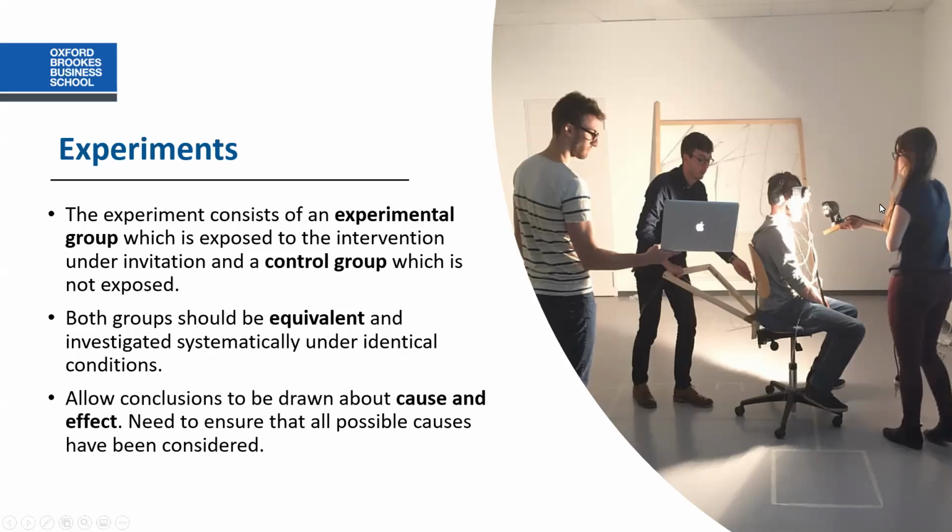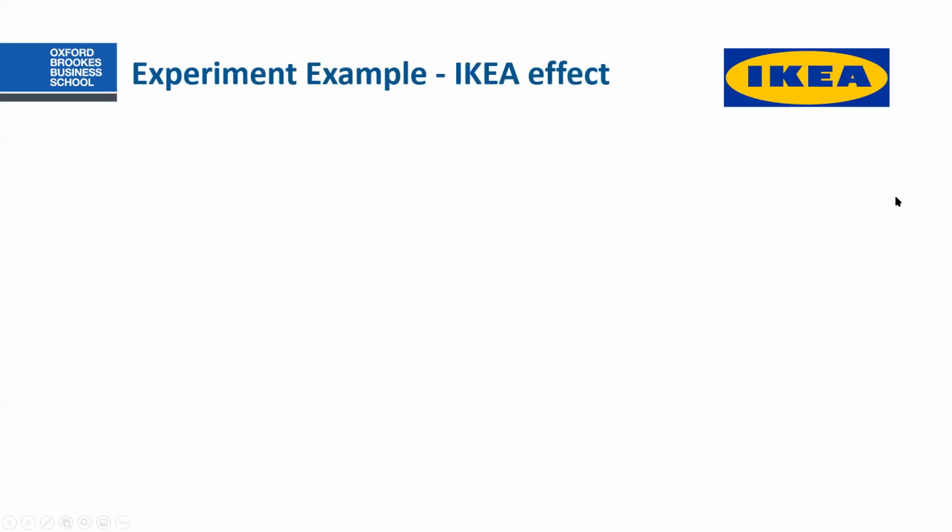Also, when you use experiment, we are usually interested to test causality and effect. So we try to develop hypotheses and test those hypotheses. Take this example here, the IKEA effect. There was a team of researchers from Harvard University and other universities who were interested to research the cognitive bias which they called the IKEA effect.